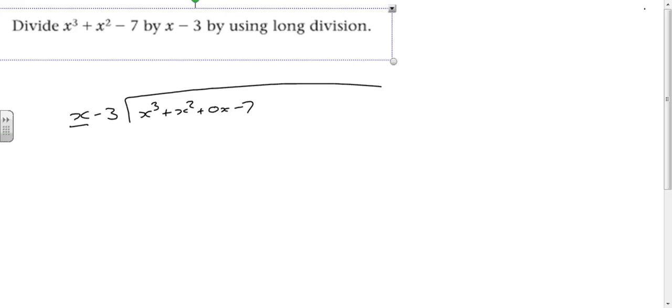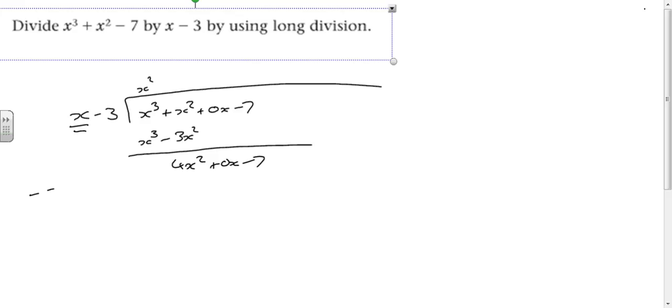So what do you multiply this by to get x cubed? That's going to be x squared. So you're going to get x cubed minus 3x squared. We then do the top, take away the bottom. So x cubed take away x cubed goes. x squared take away minus. So take away minus is a plus. That's going to be 4x squared. Then we bring the other bits down. So plus 0x minus 7.